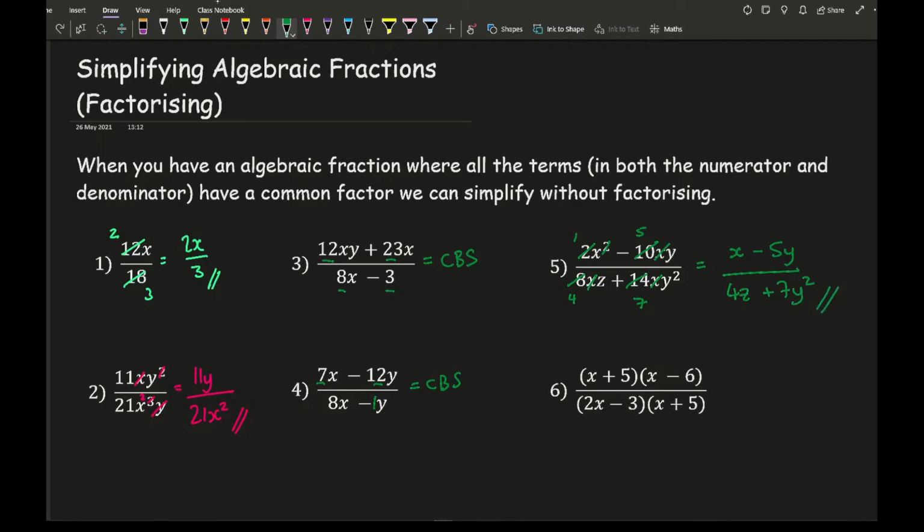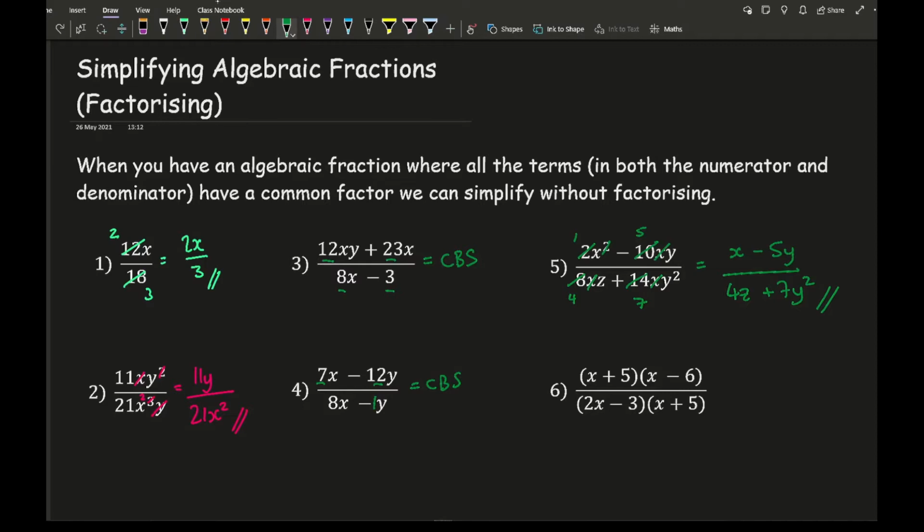and there is my final answer. Now looking at question 6, I've got brackets, so this has already been factorised. So what you can treat this as is that there are 2 terms, because a term is things that are being added or subtracted, and at the top I've only got 1 term because I haven't got anything being added or subtracted.